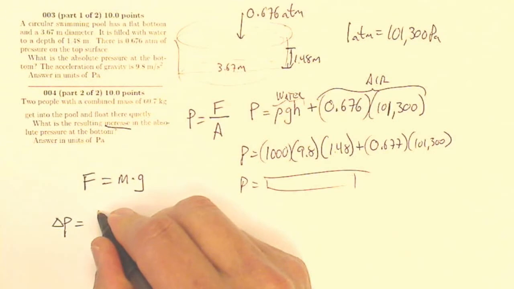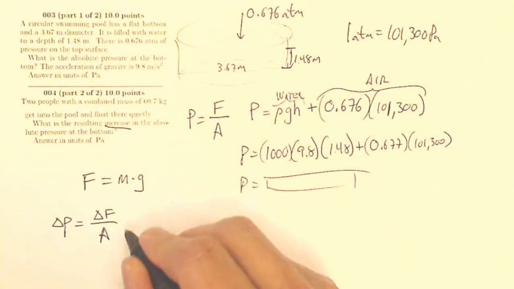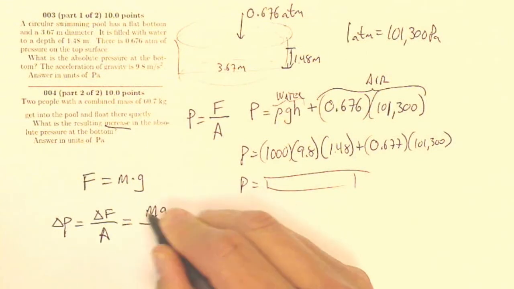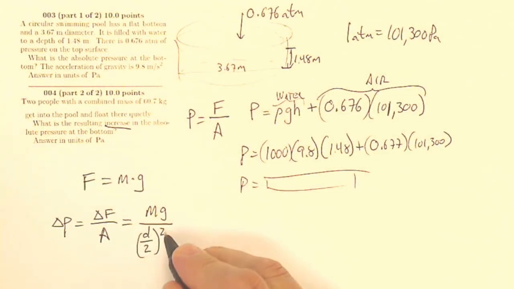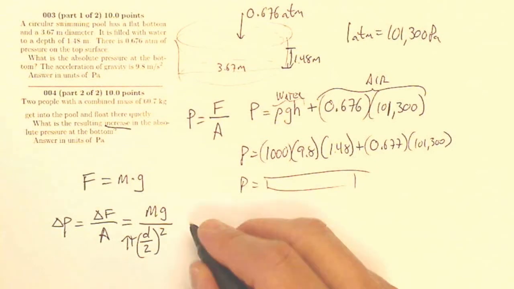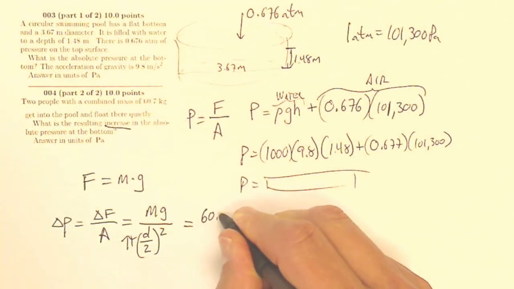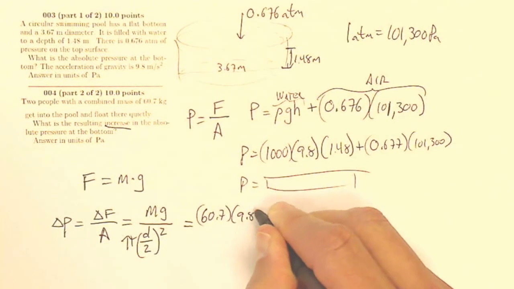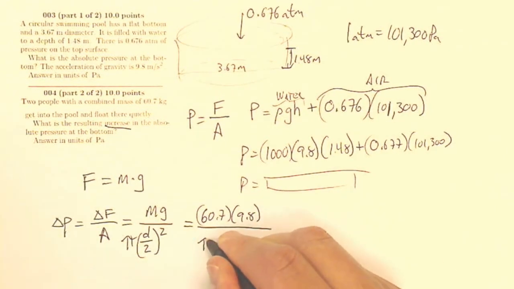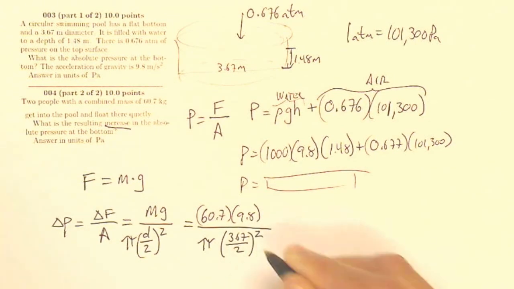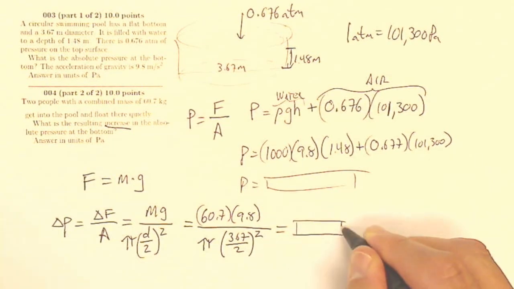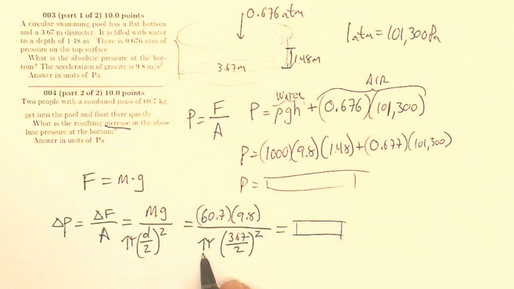So my increase in the pressure is going to be my increase in force divided by the area. So that's going to be mg for the people divided by the area of the pool, which is half the diameter squared, so that's r squared times pi, right? Pi r squared is going to give me the area at the bottom of the pool. So for me, this is going to be 60.7 times 9.8 divided by pi times 3.67 over 2, that's r squared. So that will give me the change in pressure at the bottom, this force distributed over this area.